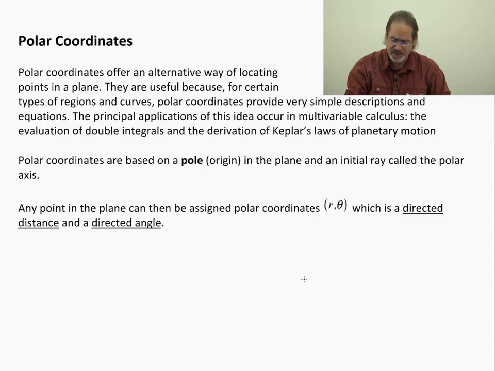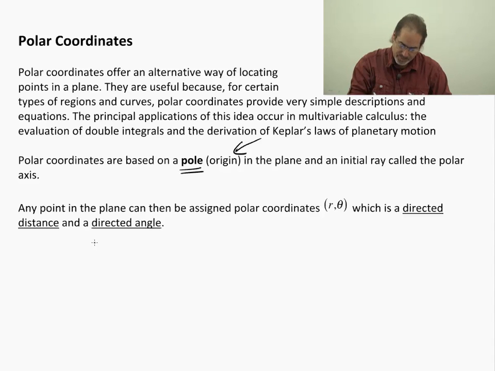The principal applications of this idea occur in multivariable calculus, which is the evaluation of double integrals, and the derivation of Kepler's laws of planetary motion. Now, polar coordinates are based on what's known as a pole, which is the origin in the plane, and an initial ray called the polar axis.